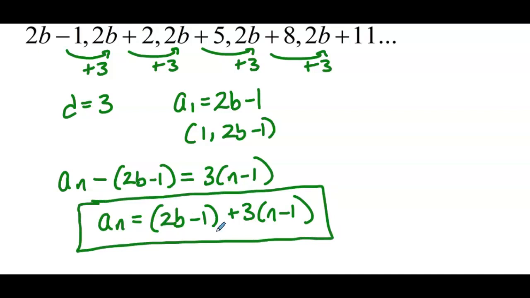Now, it looks complex, but we didn't do anything differently. We identified the common difference, we identified the first term, we wrote our explicit formula using that point slope structure, and solved for a sub n. Might look hard, but that's okay. We're not doing anything else with this, we're just writing the formula.